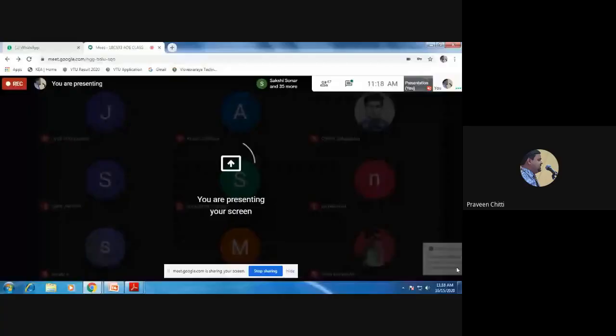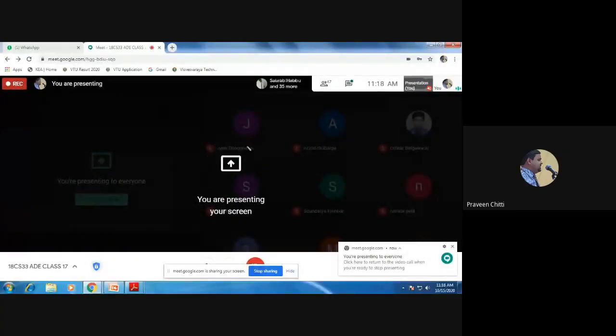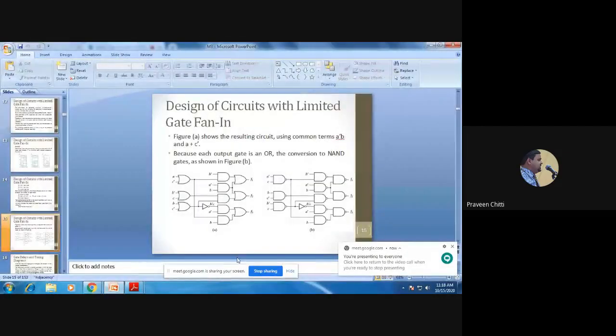Okay. Unless and until you practice it, you will not get that feel. So compulsory, you need to practice it. Then only you will be able to simplify such expressions and draw the logic diagram for the same.